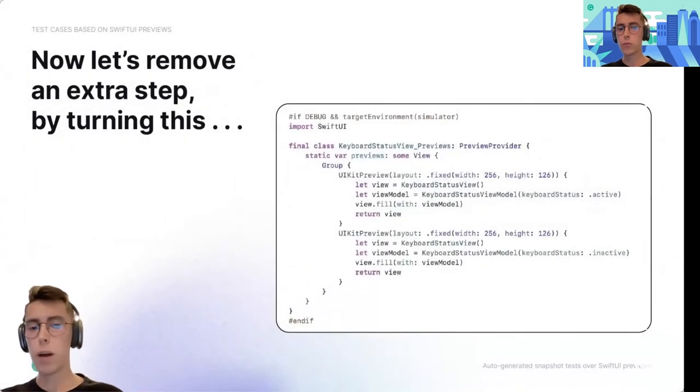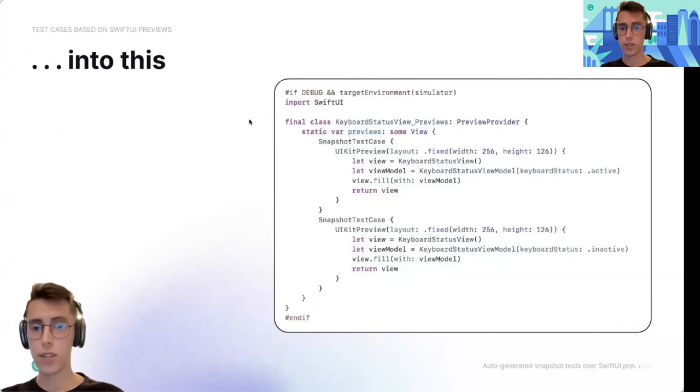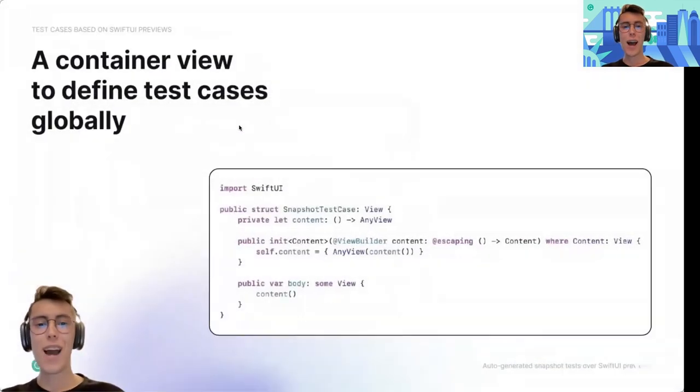So what we came up with is really simple. We just removed an extra step by turning this into this. Basically you can see that we got rid of the group view, and now all our previews are wrapped in a snapshot test case view. Let's find out what the snapshot test case view is. Basically, it's just a container that does nothing except wrap each of our previews inside. And it can also be customized with extra parameters, for example, the name or some additional settings that you may want to later use in your snapshot test configuration.